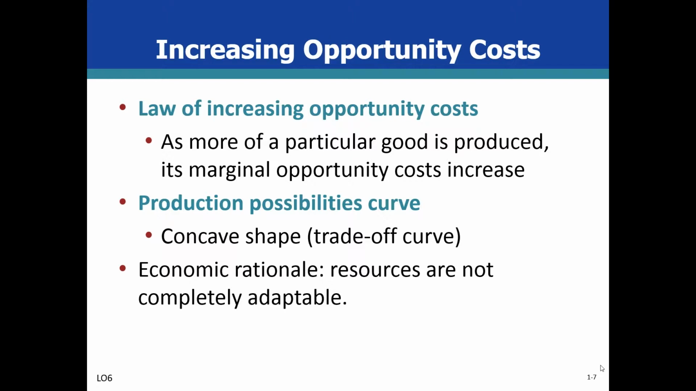The law of increasing opportunity cost is driven by the fact that economic resources are not completely adaptable to alternative uses. Labor required to make pizzas may not be directly adaptable to making industrial robots. The shape of the production possibilities curve displays this lack of adaptability.